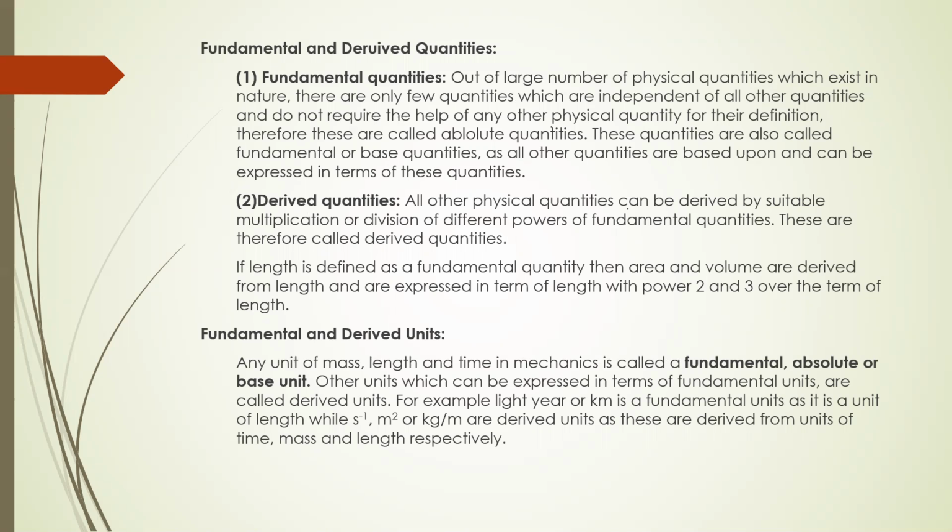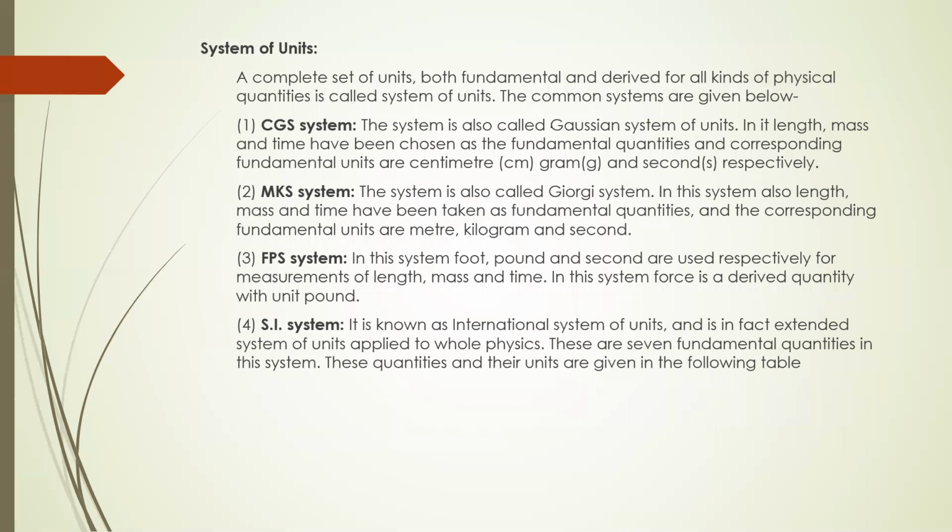Is it clear? Then the units of such fundamental quantities are called fundamental units. Then derived quantities: everything except these 7. Which are the 7? Mass, length, time, temperature, electric current, amount of substance, luminous intensity. These are fundamental; except for those, whatever units you take are derived units and derived physical quantities.